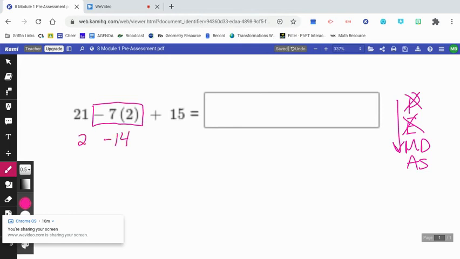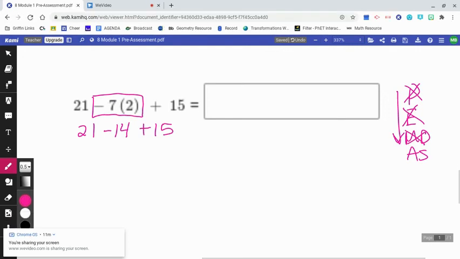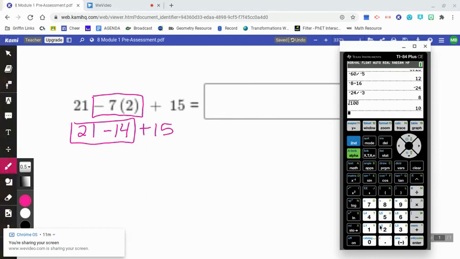So now I have 21 minus 14 plus 15. There's no more multiplication or division, so now I'm going to add or subtract whichever comes first from left to right. So I'm going to start with 21 minus 14. So coming to my calculator, I've got 21 minus 14. That gives me 7. So now I have 7 plus 15. 7 plus 15 is 22. So this simplifies to 22.